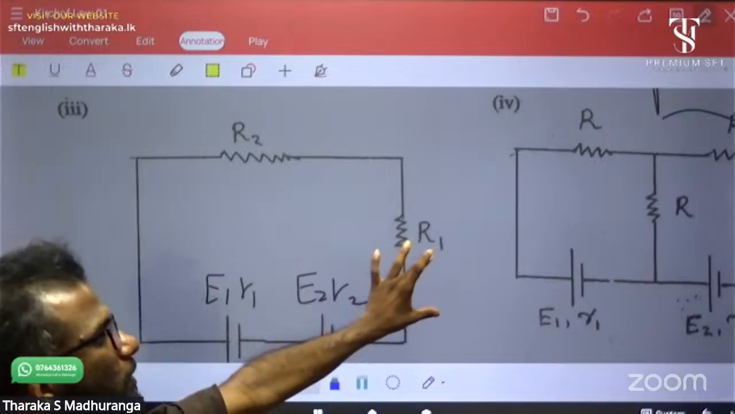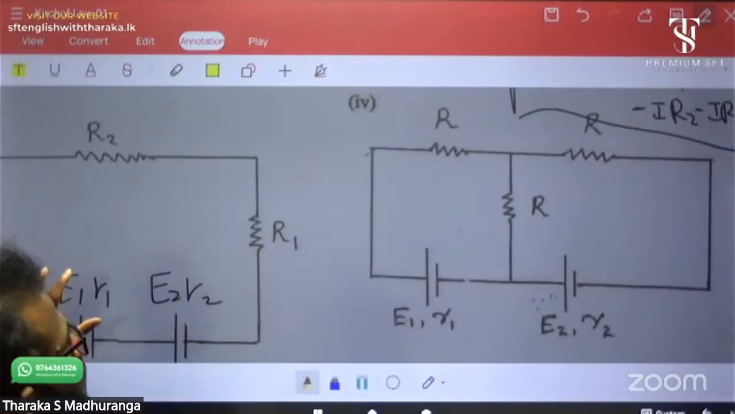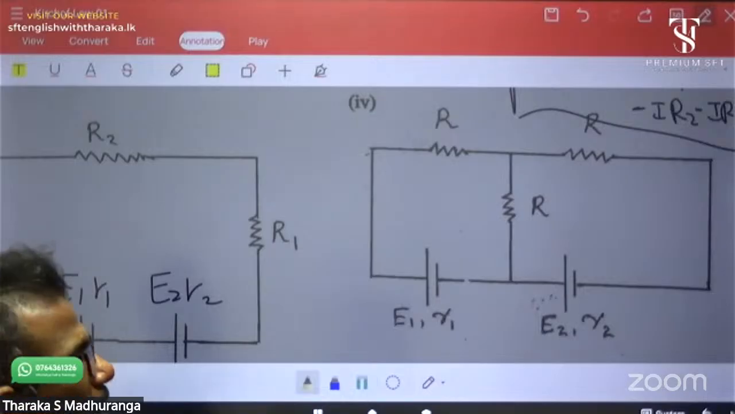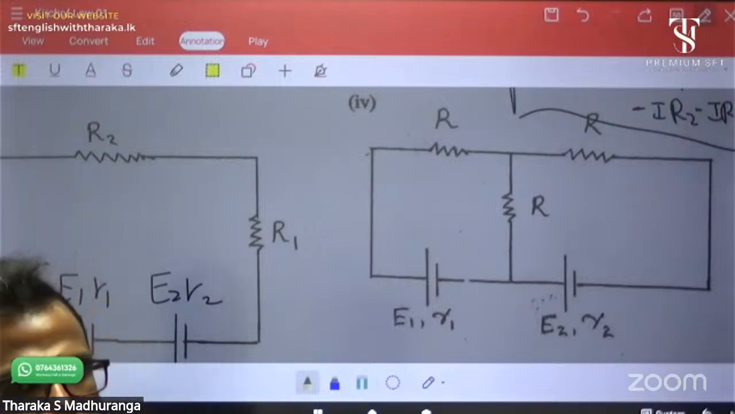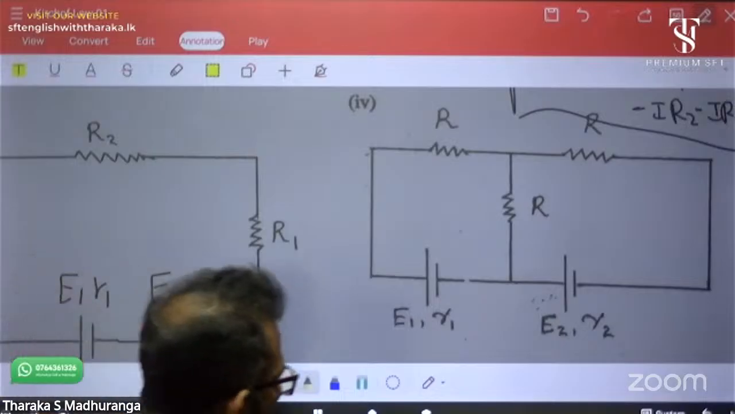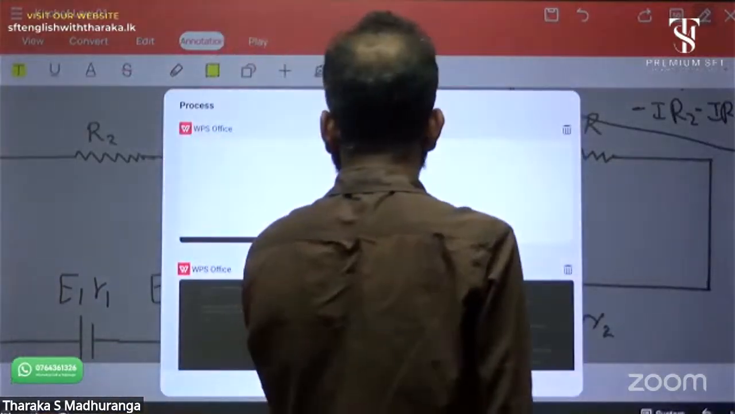Okay, I'm going to the final one. The final one is the most important one. Alright. Okay, I'll draw this on the board now.